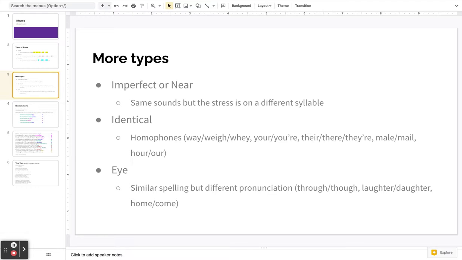Okay, and then eye rhymes are similar spellings but different pronunciation. So like through and though, and laughter and daughter and home and come. So these are different types of rhymes. They look like they should rhyme, but they don't. So they're eye rhymes. Okay.